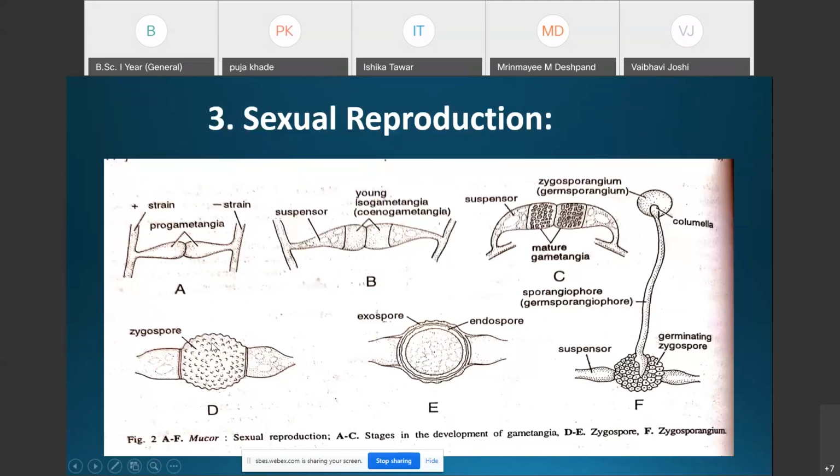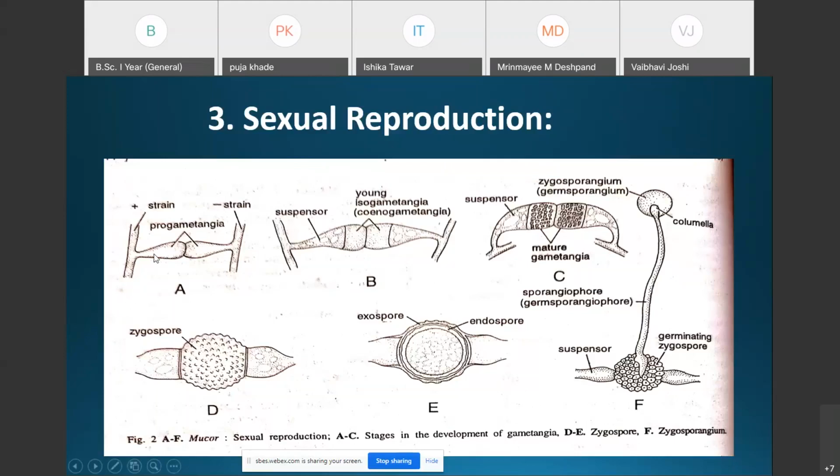The walls between the two conjugating gametangia dissolve and the protoplasts mix, resulting in the formation of the fusion cell, and this is called the zygospore. In some books you can find that this zygospore is also referred to as the coenozygote. As both the conjugating gametangia are identical in morphology, the process of conjugation here is known as isogametangial copulation.